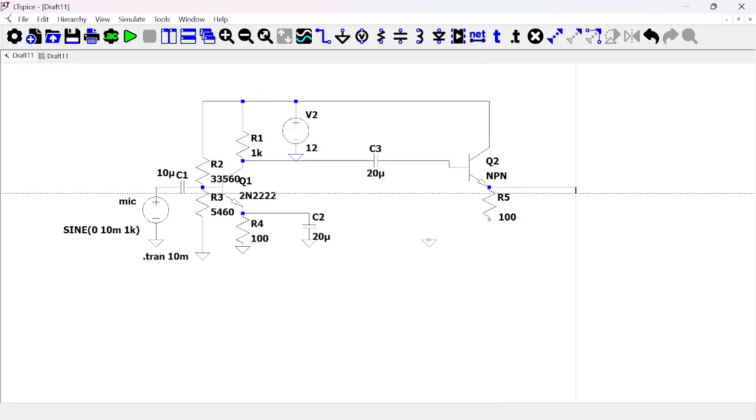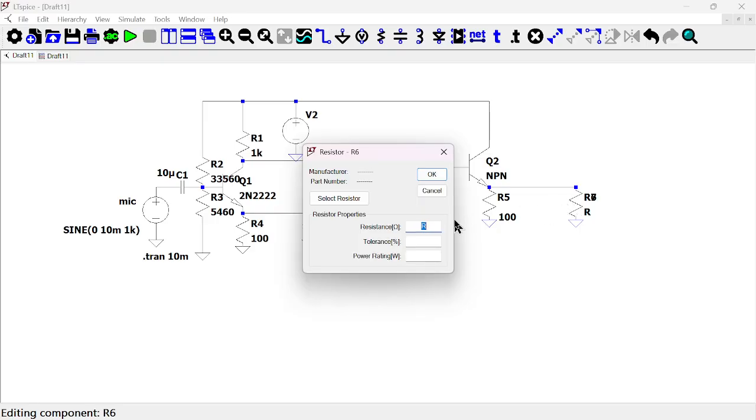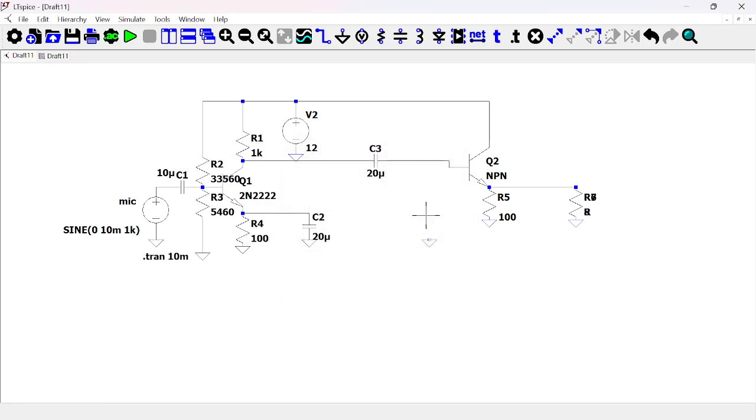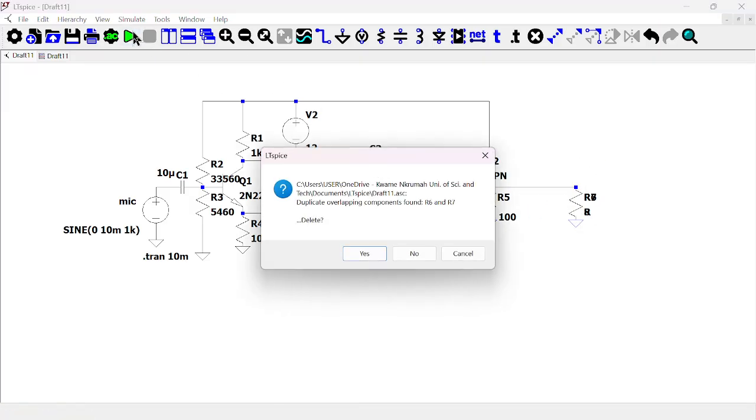Okay, so I'll connect my 8 ohm speaker here to the ground, and I ground this side too. So let's run and see what signal the speaker is going to see.